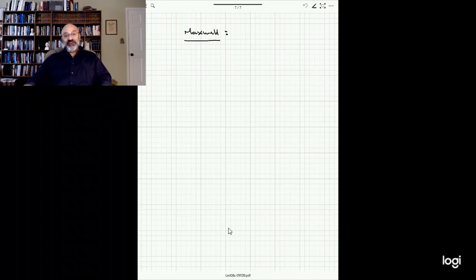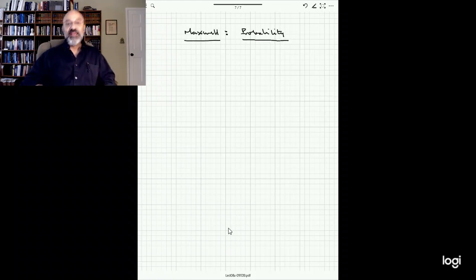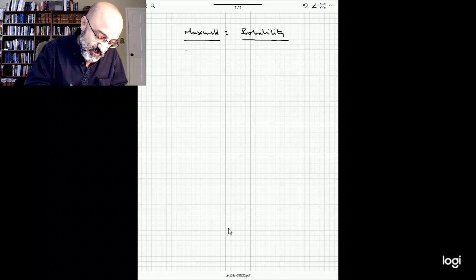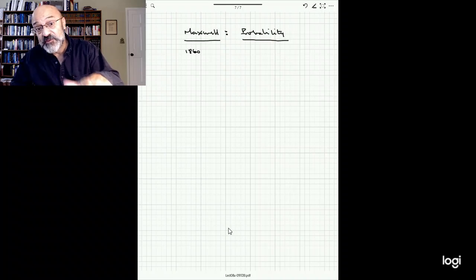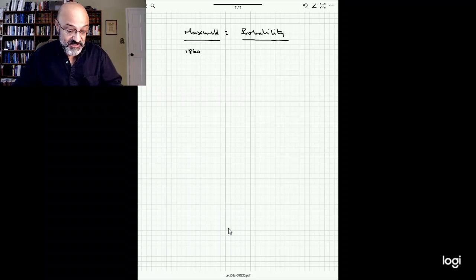Maxwell's big contribution in this subject was the introduction of probability into physics. Clausius introduced the notion of entropy, and Maxwell introduced the notion of probability. This was done around 1860. Please notice it's more or less around the same time he was working on electromagnetism and coming up with his first papers on Maxwell's equations. So clearly the guy was being very creative in these years.